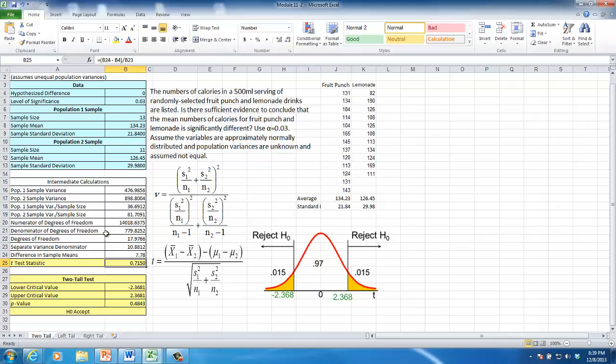B24 is the difference between two samples, which is B8 minus B12. B8 is sample mean 1, B12 is sample mean 2, so the difference is 7.78, which is in B24. So B24 minus B4, which is already 0, divided by B23. B23 is the denominator of this equation, which is S1 squared divided by N1 plus S2 squared divided by N2.